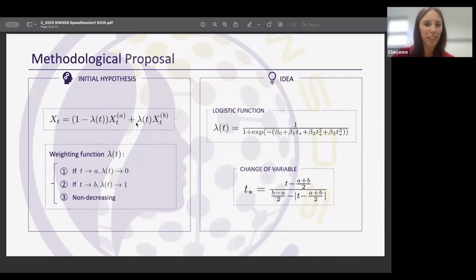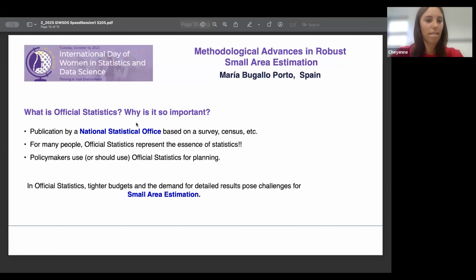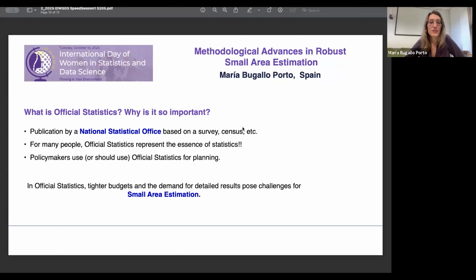All right, thank you so much. Great presentation. And then, our last speaker for the speed session is going to be María Bugallo. Whenever you're ready, you can take it away and just let me know when you want me to go to the next slide. Okay, hello and thanks for the introduction and good afternoon to everybody.